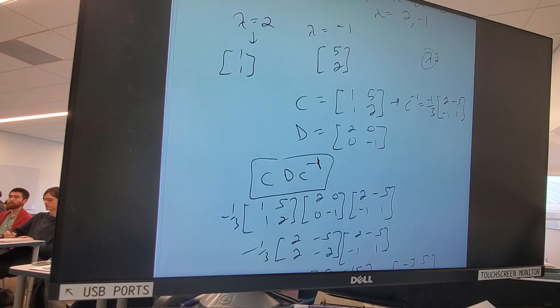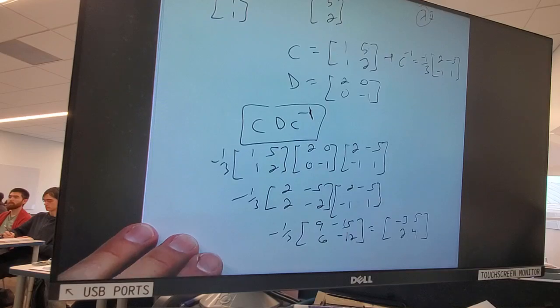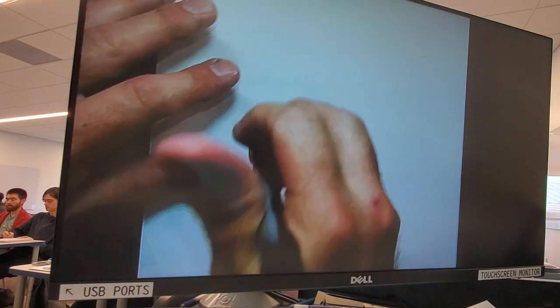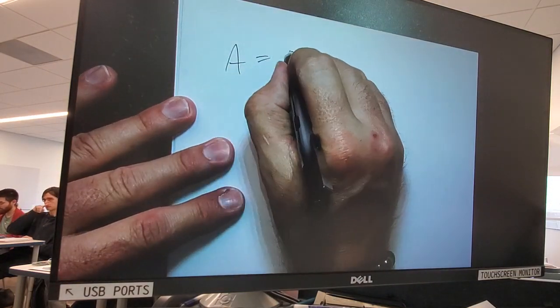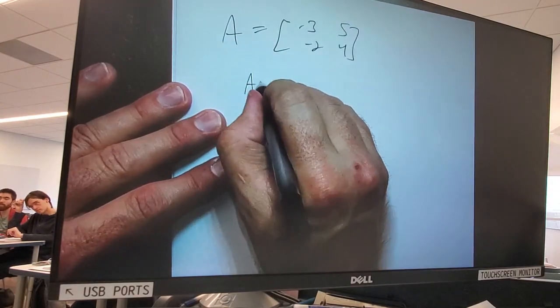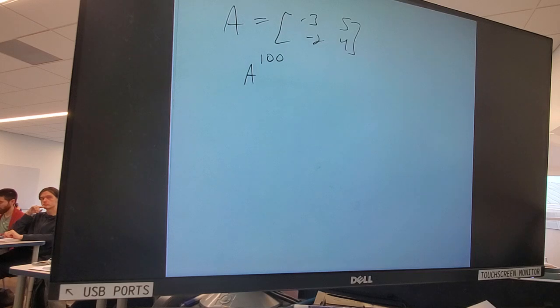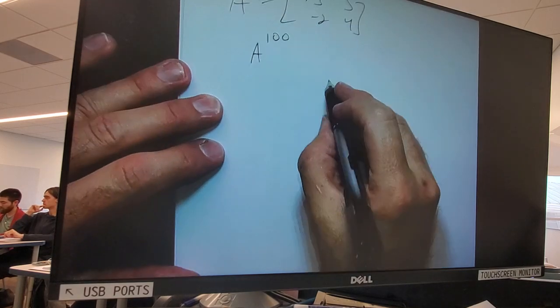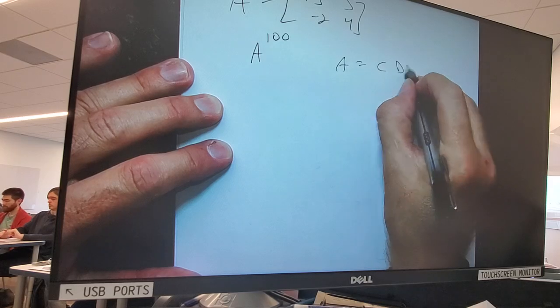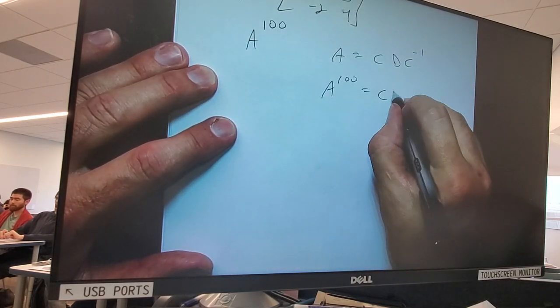Here's the absolutely beautiful thing. If I have this crazy dude, and I want to figure out what A to the 100th power is, do you want to do that by hand? No. Okay. So what I can do instead, since I have factored this, if I want to know A to the 100th, this would be just this.